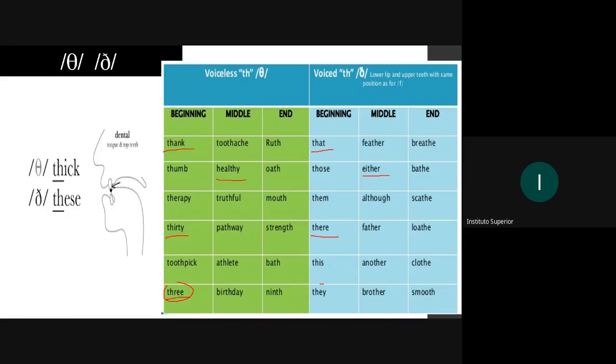The last one here in this one? They. Remember, this is voiceless, doesn't produce vibration, and this is voiced. It produces vibration. When you see this symbol, remember that this is voiced, it produces vibration. This is a fricative, it produces vibration.